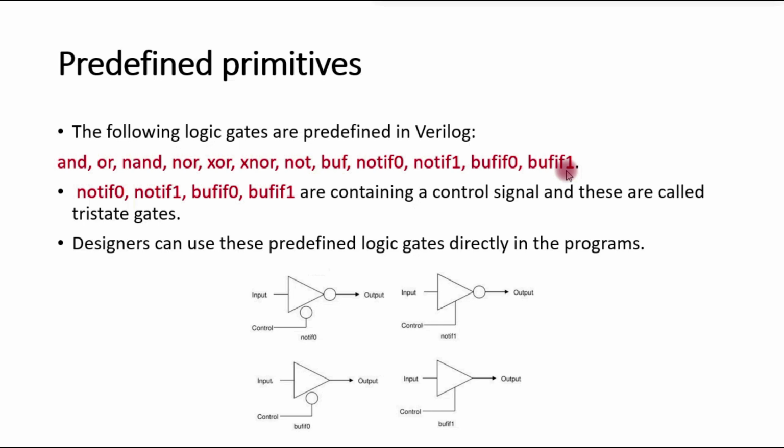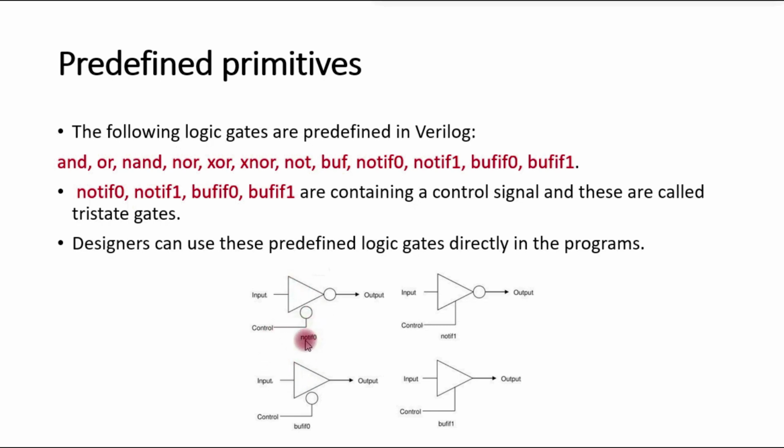The logical diagrams for tri-state logic gates are presented here. This logical diagram is for notif0, this one is for notif1, bufif0, and bufif1. And in these four diagrams, we can clearly see there is an extra signal, that is the control signal, and the logic function or logic operation of these devices are NOT and buffer devices. The logical operation of NOT and buffer devices depends on the control signal.